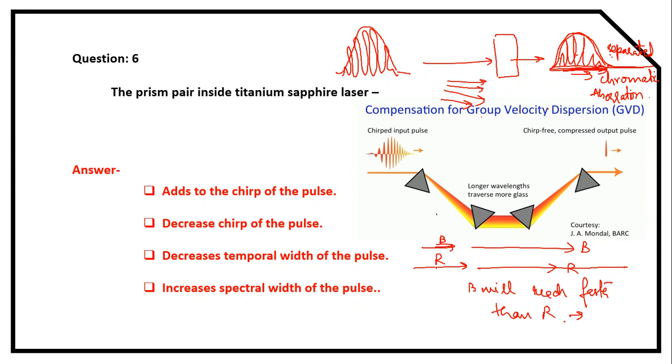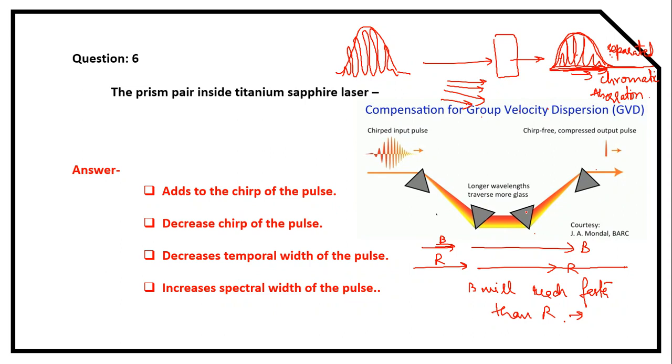Now if you want these to be focused at the point at the same time, and therefore reduce the chirping, what you need to do is, the one which goes with a faster speed, you need to reduce its speed, or instead of reducing speed, you can ask it to go through a longer path. Okay, so for a longer path, the chirped pulse which comes to us is passed through a pair of prisms.